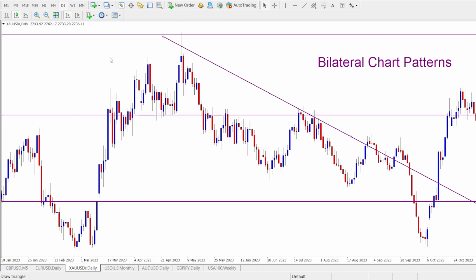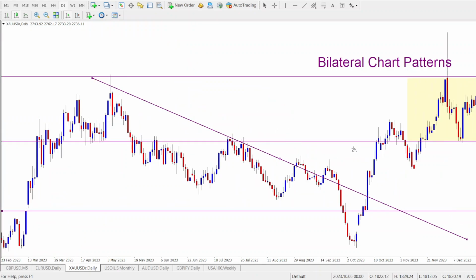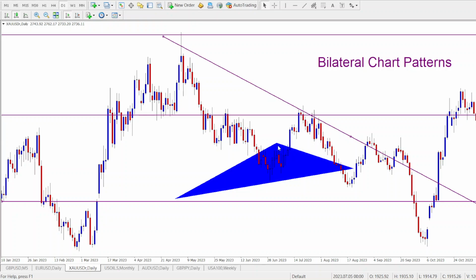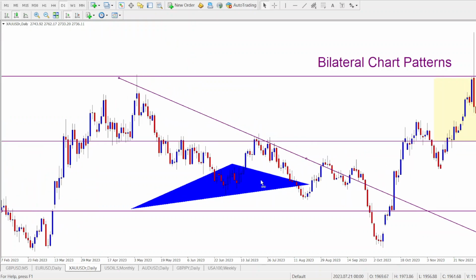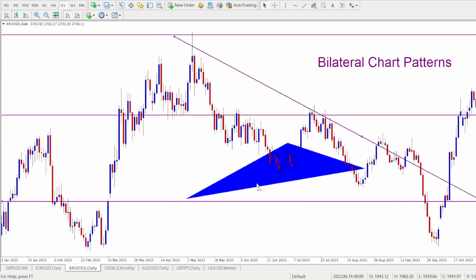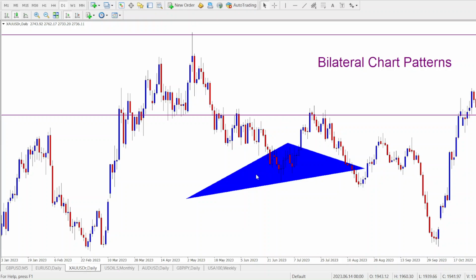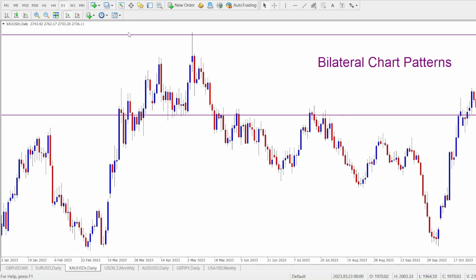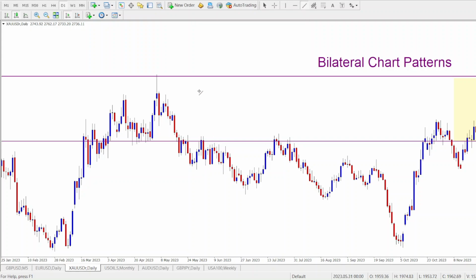All right, so the bilateral chart patterns are quite easy to find, and they can help us indicate potential breakouts, like when a breakout is building up. For example, when a breakout is building up, these patterns can help us to spot a breakout.